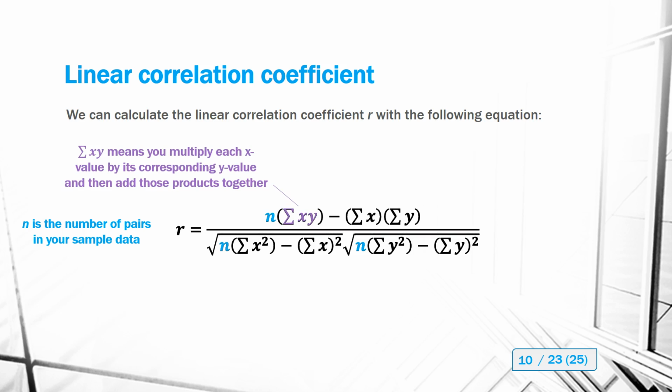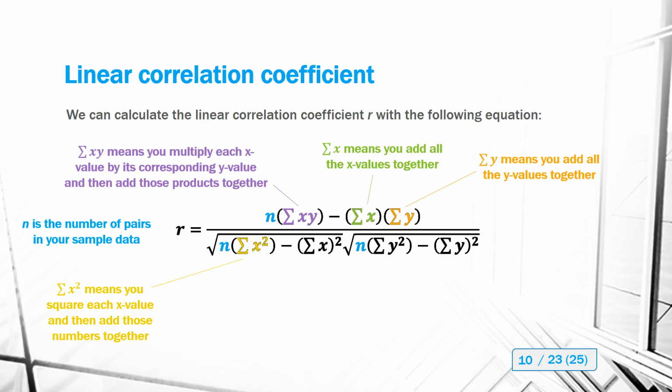This next term here is sigma xy. What that means is that you take all your x variables and multiply by the corresponding y variables, and then you take those products and add them together. That's sigma xy. Sigma x means you take all your x variables and add them together. Likewise, sigma y means you're taking all the y variables and adding them together.